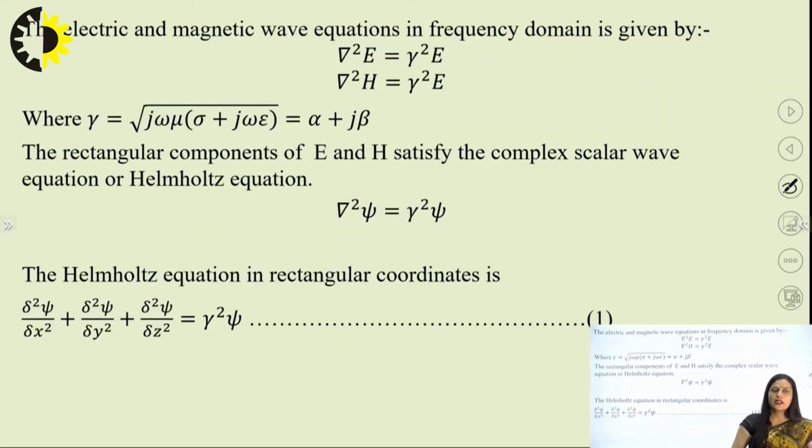So as we know, the rectangular wave equation in the frequency domain is del square E is equal to gamma square E in terms of the electric field. Del square H is equal to gamma square H in terms of the magnetic field. Where gamma is the propagation constant, which is equal to square root of j omega mu sigma plus j omega epsilon, and it is equal to alpha plus j beta. Alpha is the attenuation constant and beta is the phase constant, right. Beta is used for phase constant.